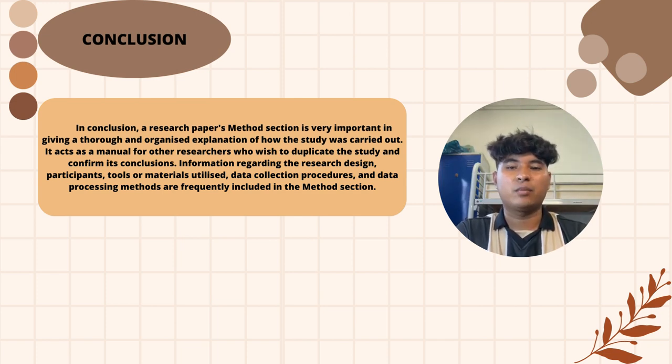Next, I want to present our conclusion. The conclusion that we made in our team is that a research paper's method section is very important in giving a truthful and organized explanation of how the study was carried out. It acts as a manual for other researchers who wish to duplicate the study and confirm its completeness. Information regarding the research design, participants, tools or materials utilized, data collection procedures, and data processing methods is frequently included in the method section.